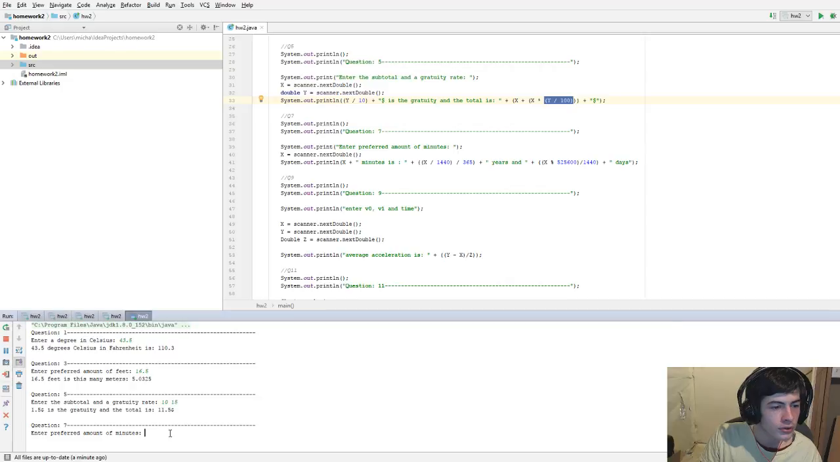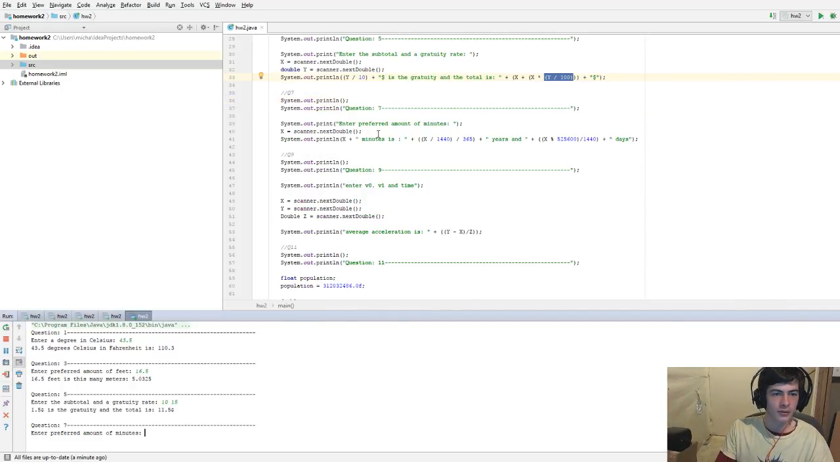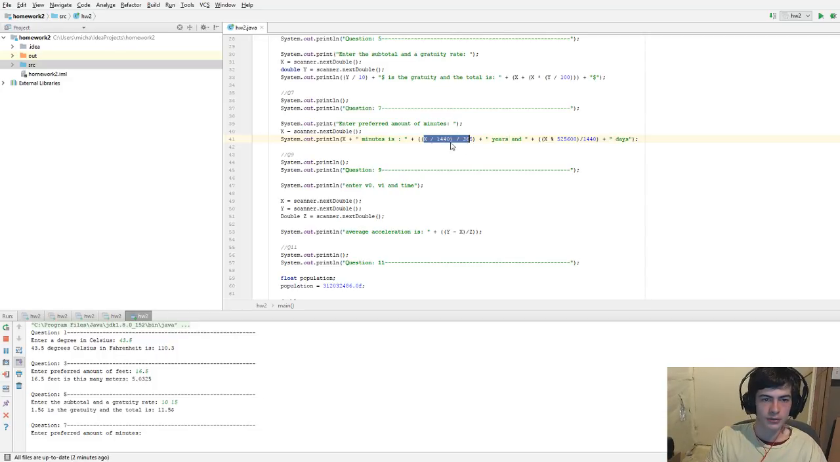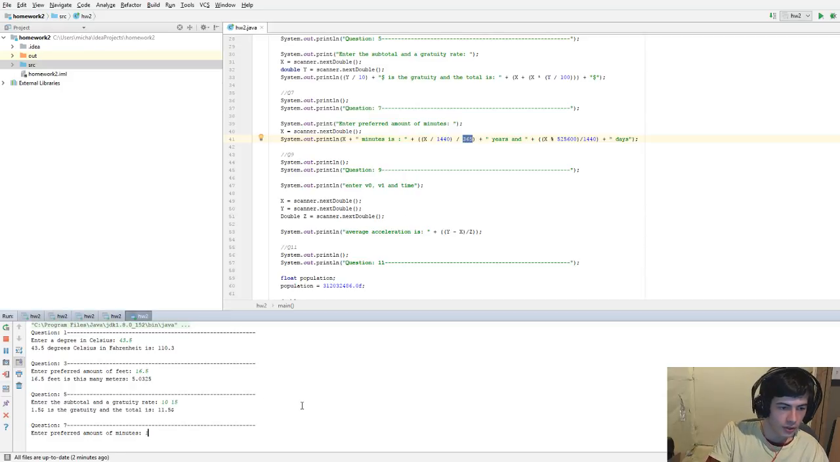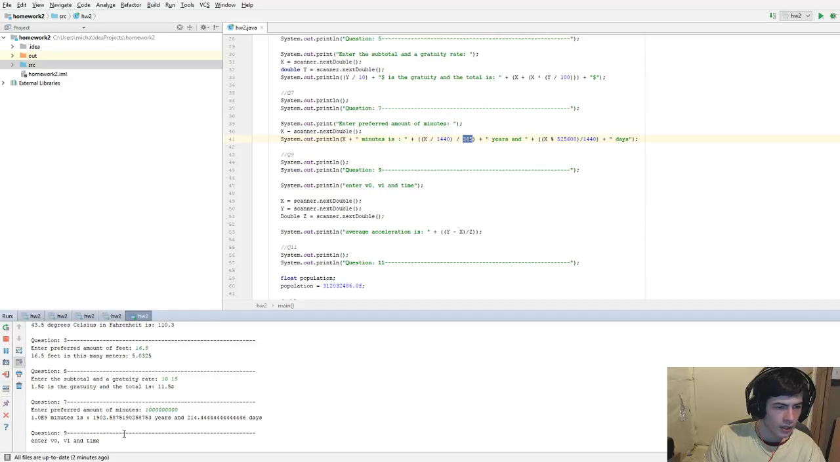Then we have question 7, which is converting minutes to years and days. What we're doing here is we're just dividing it by the amount of minutes in a year and then dividing it by 365, so 1 billion, there we go, and we have 1902 years and 214 days as we get from the book.